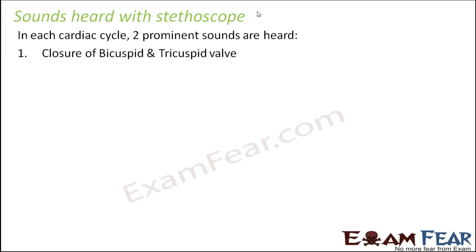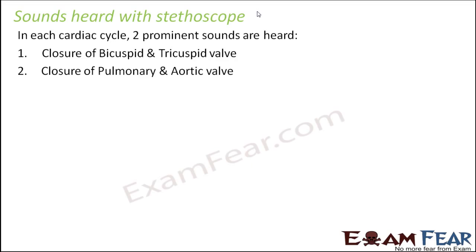The first sound is heard when the bicuspid and the tricuspid valve close. When they close, that means the blood has already entered from the auricles into the ventricles. After it has entered the ventricles, the bicuspid and tricuspid valve close, and that closure gives a sound. The other sound that is heard is the closure of the pulmonary and aortic valve.